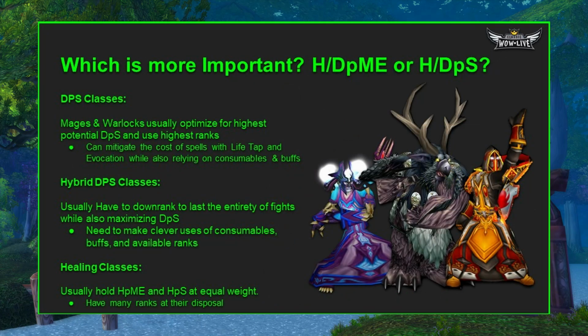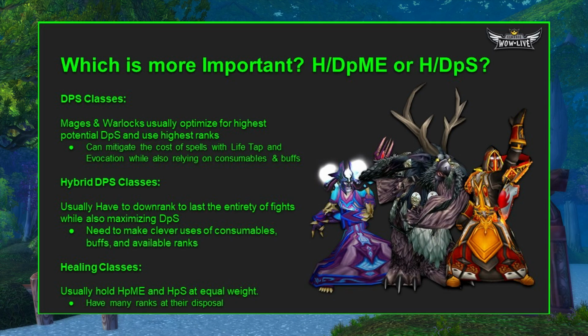As stated previously, for DPS classes, including mages and warlocks, they usually want to optimize for highest potential damage per second and use the highest ranks. And they can help mitigate the cost of spells with abilities like Life Tap and Evocation, while also relying on consumables and buffs. However, those hybrid DPS classes, Elemental Shaman and Boomkins, I'm looking at you, usually you'll have to downrank to last the entirety of fights, considering you don't have abilities like mages and warlocks. And Boomkins, I hope you aren't using your Innervates on yourself. So you're going to need to make clever uses of consumables, buffs, and available ranks.